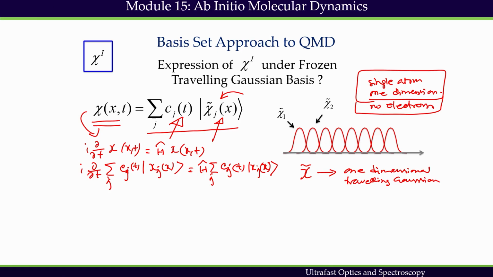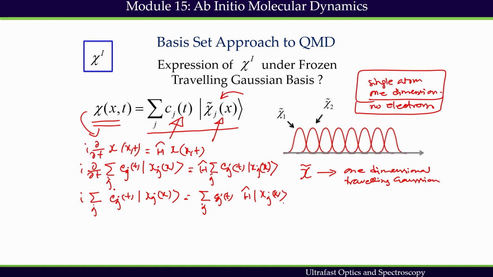So if we have that, then we can do this time derivative, and we can write down this expression as the sum over j. This is going to be c j dot, where the dot expresses the time derivative with respect to time, then chi j of x, equals this is going to be nothing but c j of t, then H, then chi j of x.